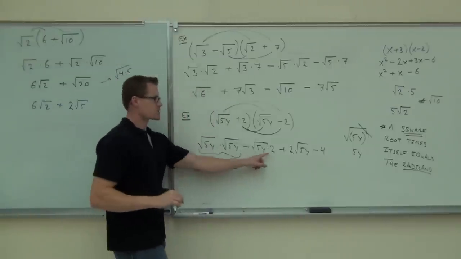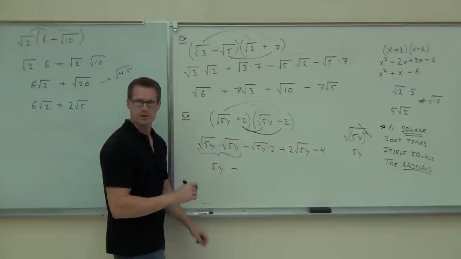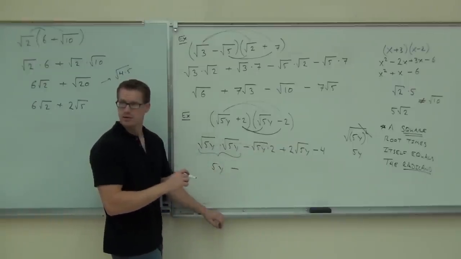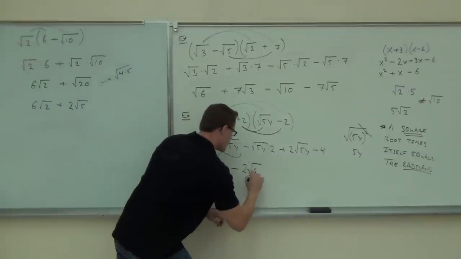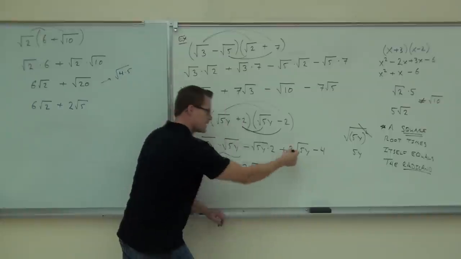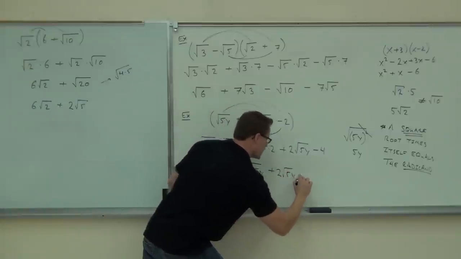How much is this going to be, ladies and gentlemen? Square root of 10y or 2 square root of 5y? 2 square root of 5y. Isn't that a difference of squares? Well, we're going to talk about that in a second. So 2 square root of 5y. Here we can't even multiply that. That's plus 2 square root of 5y. And lastly, this minus 4.